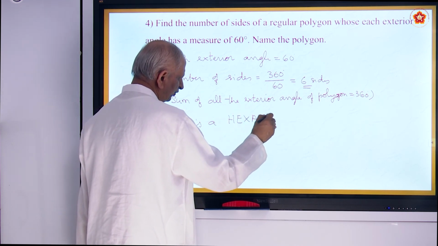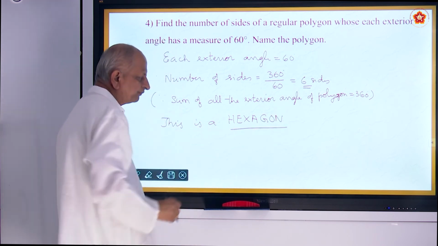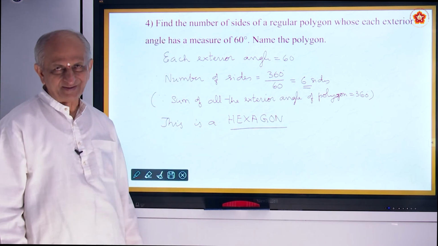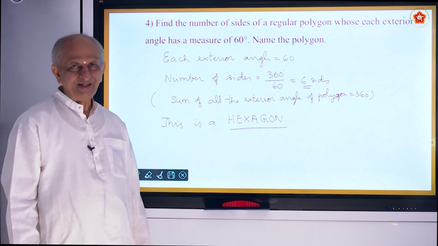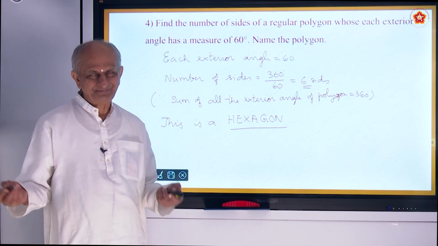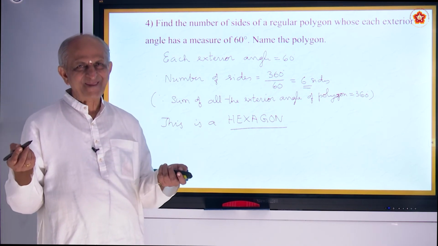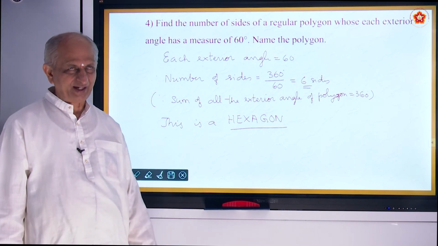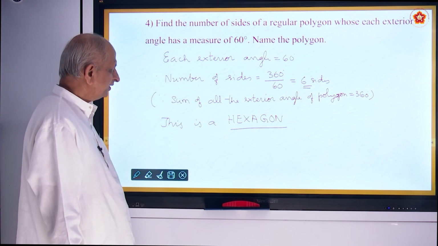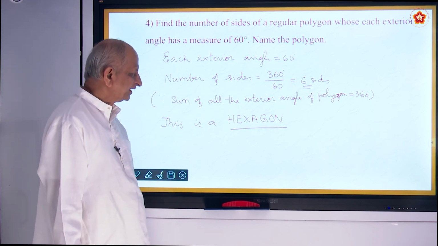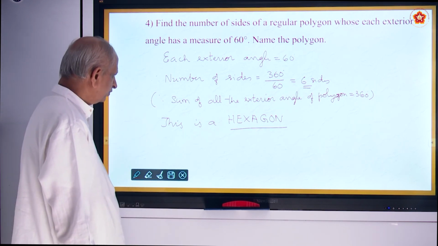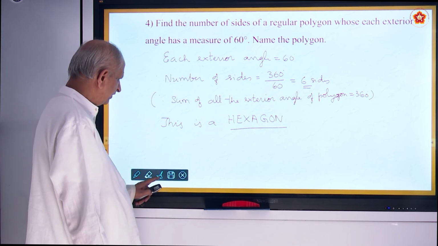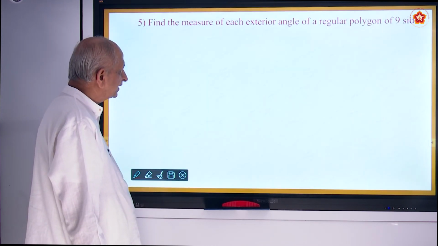If the number of sides is 5, what do you call it? Pentagon. 7, heptagon. Come on, repeat. 8, a polygon having 8 sides, what is it called? Octagon, etc. So here the name is hexagon. Noted? Very nice. Next problem.